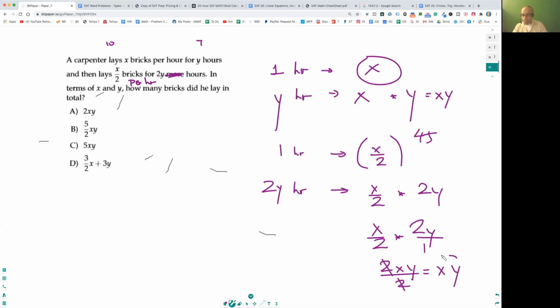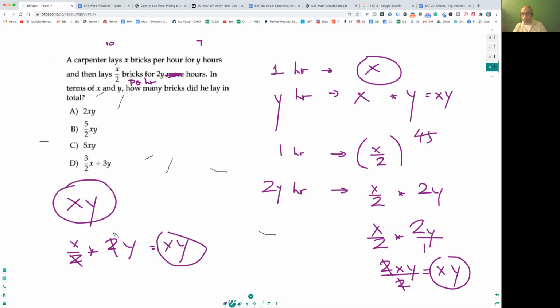So now basically that's why this is xy over here, right? So remember, the first piece here, how many bricks have you laid? You've laid xy bricks. The next piece over here, how many bricks have you laid? You've laid x over 2 times 2y, but this 2 and 2 cancel out, so you get xy, right? So the first time you get xy, you get xy, right? And then you add these two, right?